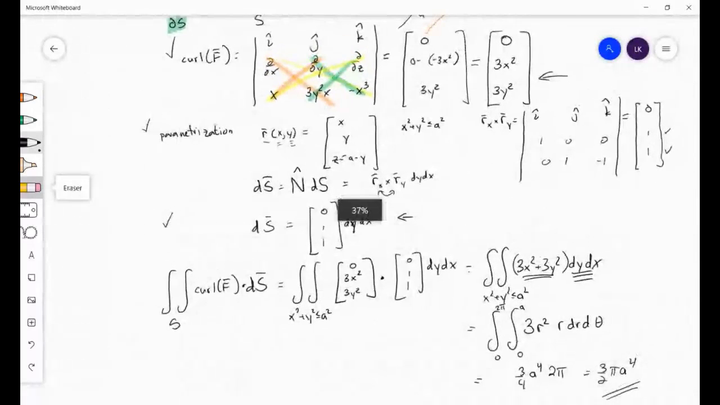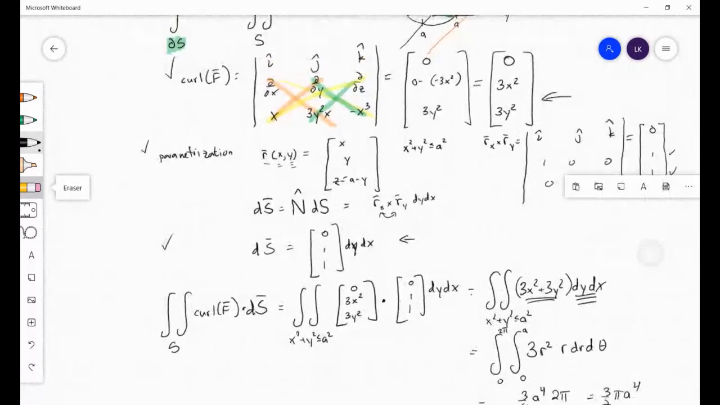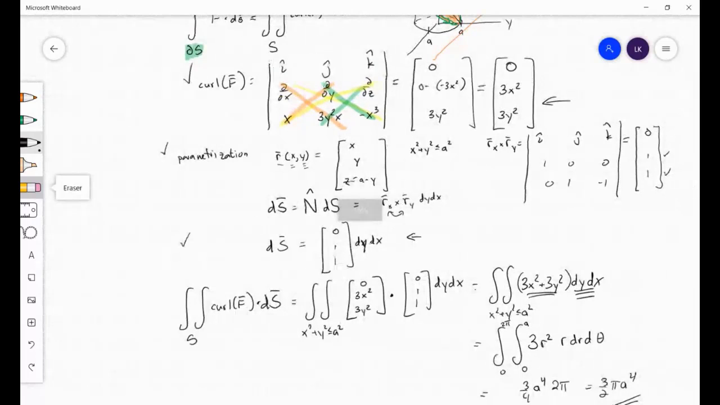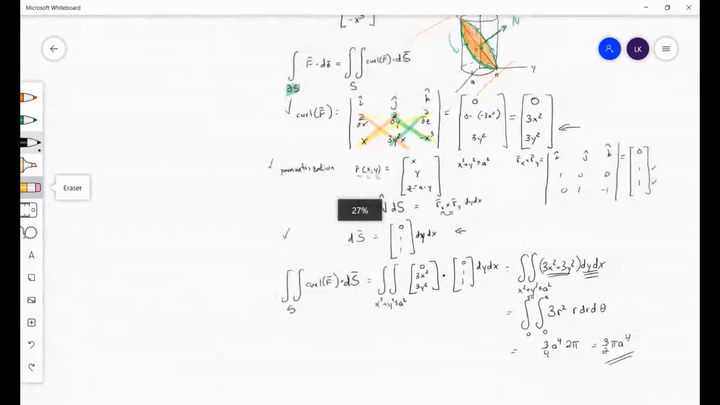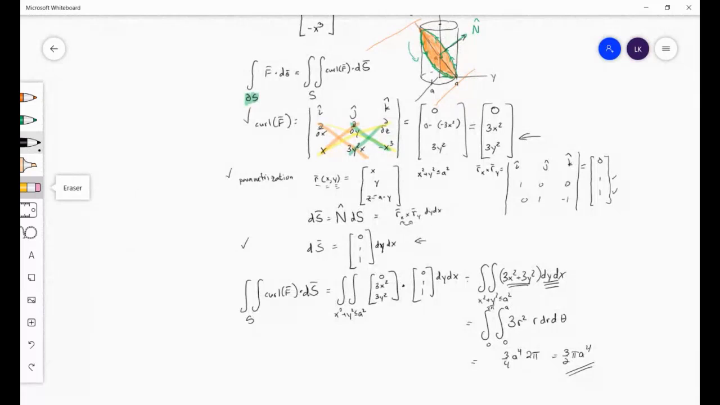So that's an example of using Stokes theorem here to do a work integral around a closed boundary. It turns out that it was probably simpler to instead do the integral over that disk.